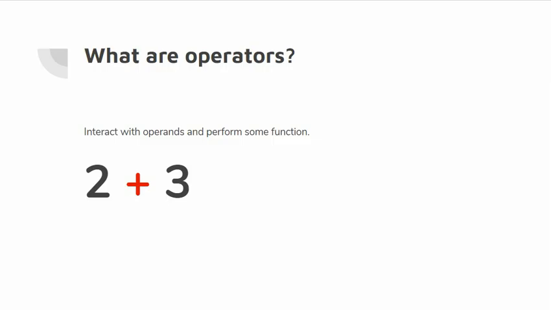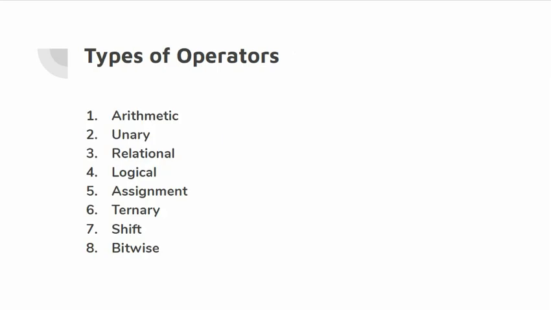So, what are operators? These are something which interact with the operands and perform some function. We can see here in red, between two operands, there is an operator, that's a plus operator. 2 and 3 are operands, so it will basically add them. So, that's the function. What are the types of operators?